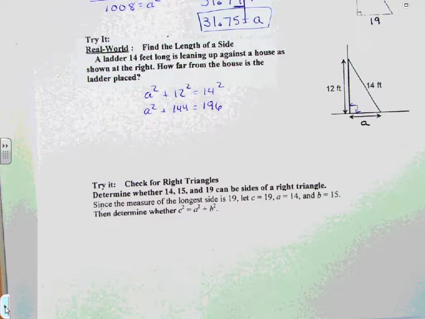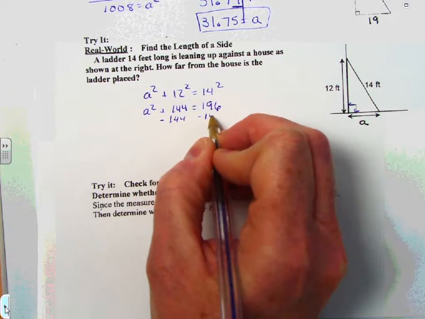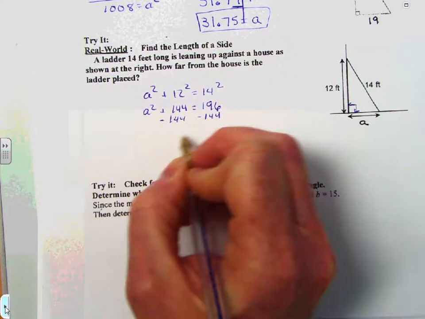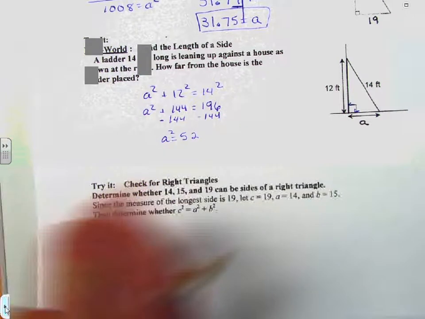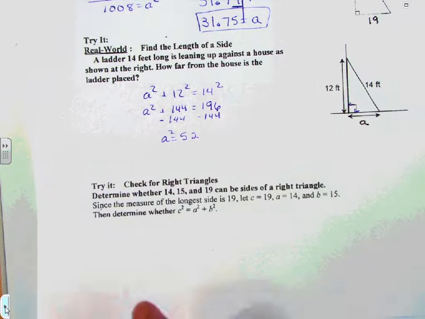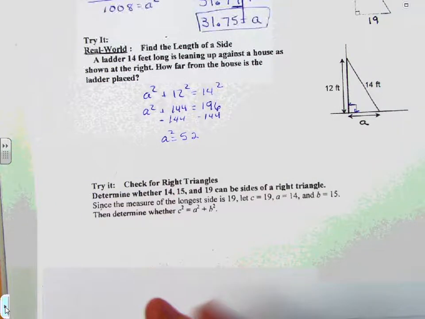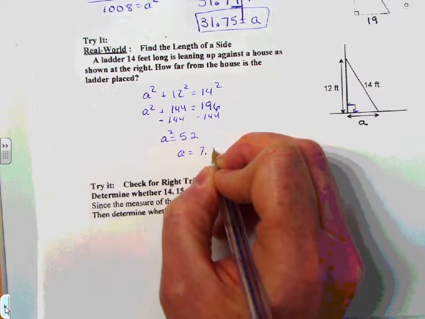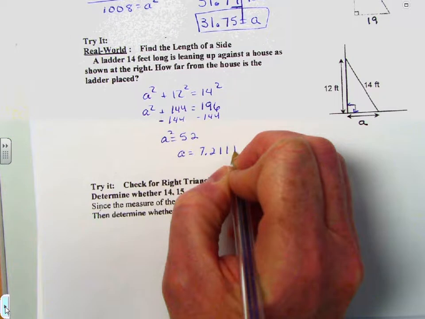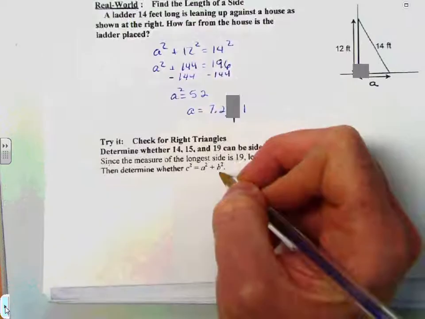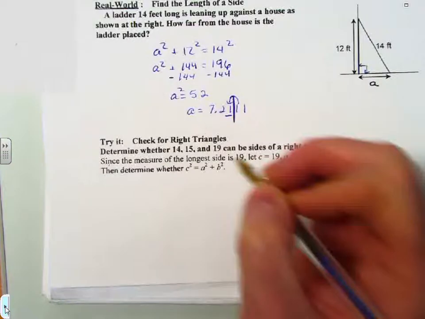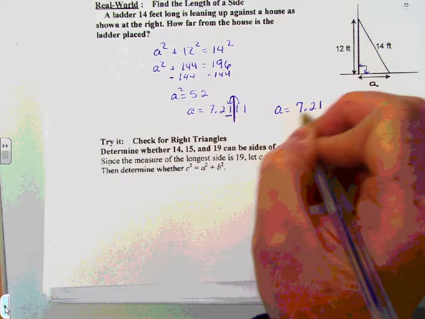All right. Subtracting 144 from both sides. 52. So A squared is equal to 52. Find your square root of that. Remember, we're going to go to the nearest 100th. So A would equal 7.2111. I need to end right here. So this one is telling me to just not worry about anything. So A equals 7.21. Okay?